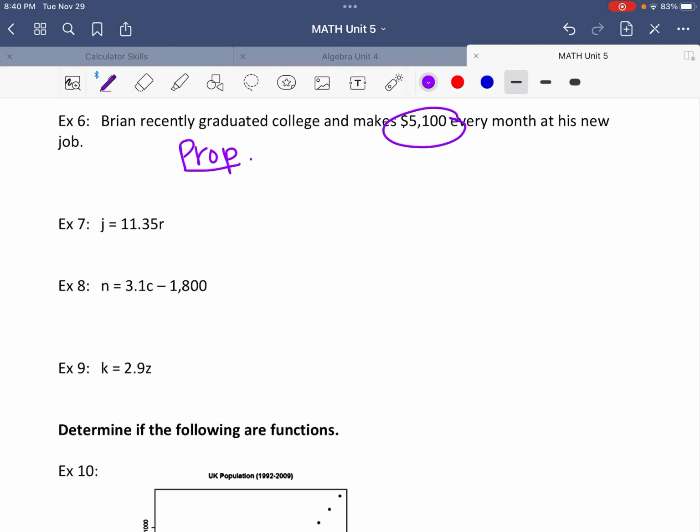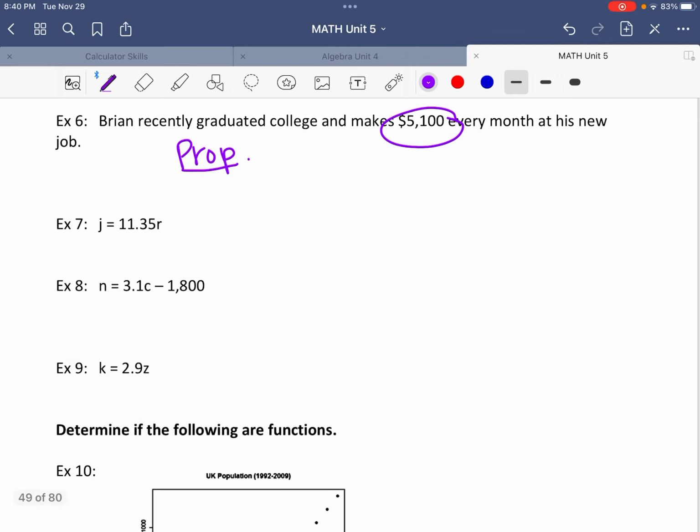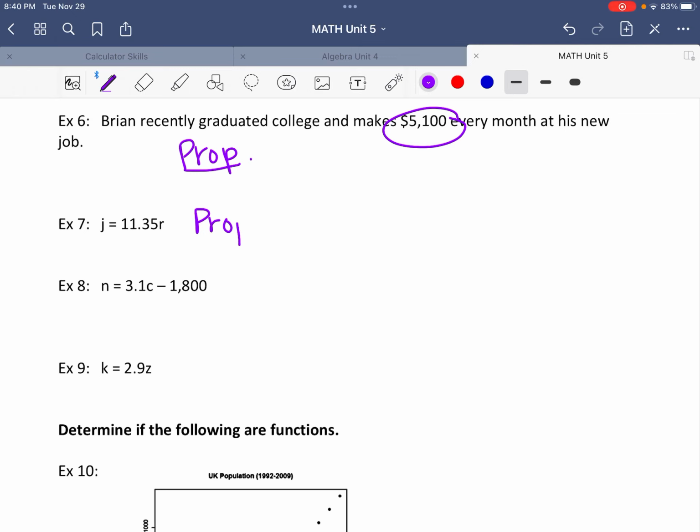Okay, look at example 7. We've got J equals 11.35R. That's an equation, and clearly that's proportional. And the reason being is there's no y-intercept. It's literally just 11.35 times R equals J. Look at example 8. This, remember from yesterday, N equals 31C minus 1800. Because of that 1800, that's not proportional. Not to be confused with a function, because that's not the same thing.